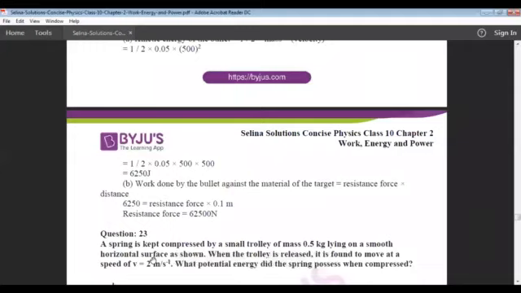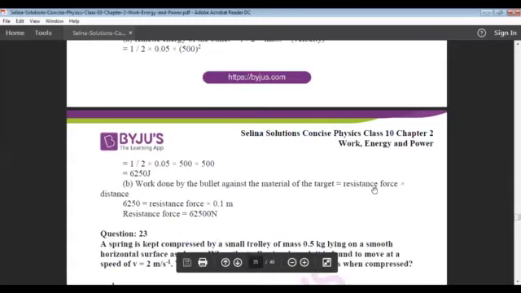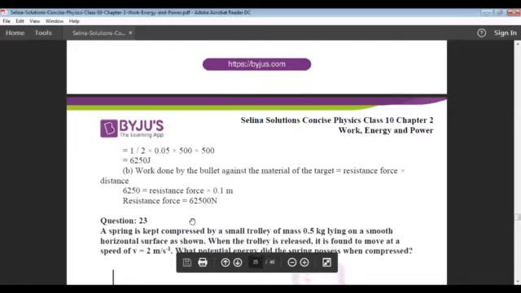Next, you need to find the work done by the bullet against the material of the target, that is resisting force, retardation, okay, into the distance. Here there will be an opposing force, it means there will be a retardation in the body. So the work done by the bullet against the material of the target is 6,250 joules. Okay, that is nothing but the kinetic energy, equal to resistance force times distance. We need to find the force, and we know how long it penetrates. It penetrates 0.1 meter. So therefore the resistance force will be 62,500 Newton.